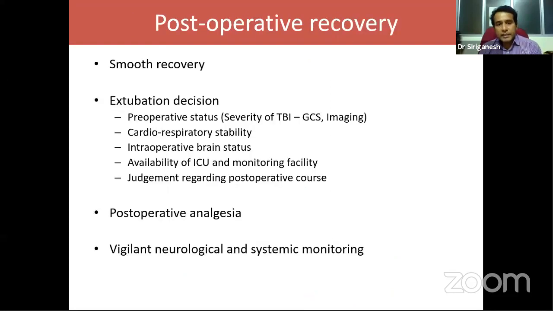The last part of my anesthetic management is the postoperative recovery. The decision to extubate on table is crucial, and several factors determine the decision making. One is the preoperative status, severity of TBI, both on clinical examination and on imaging, cardiorespiratory stability, intraoperative brain status, availability of ICU and monitoring facility, and lastly, importantly, the judgment regarding the likely course of the patient in the postoperative period. All these factors should be taken into account when you decide on extubation.